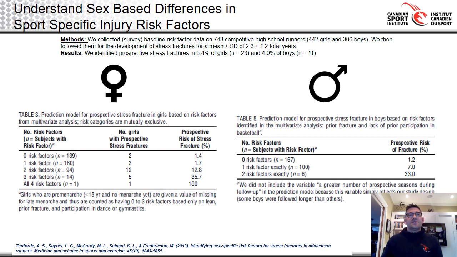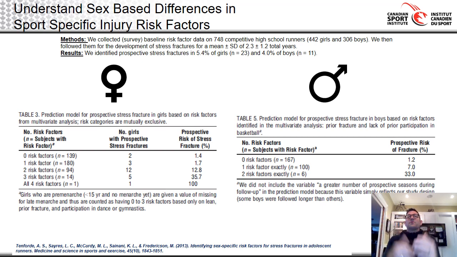Now, in some of these instances, the number of girls and boys that actually had the outcome is quite low. But as you can see on this side of the high school girls, the more risk factors you have, the more increased chance you have of a prospective stress fracture. The same type of outcome with the boys. So if you have 1 or 2 risk factors, you're going to be a lot more likely of having a prospective stress fracture over the next couple of years than if you've just got 0 or 1 risk factor.